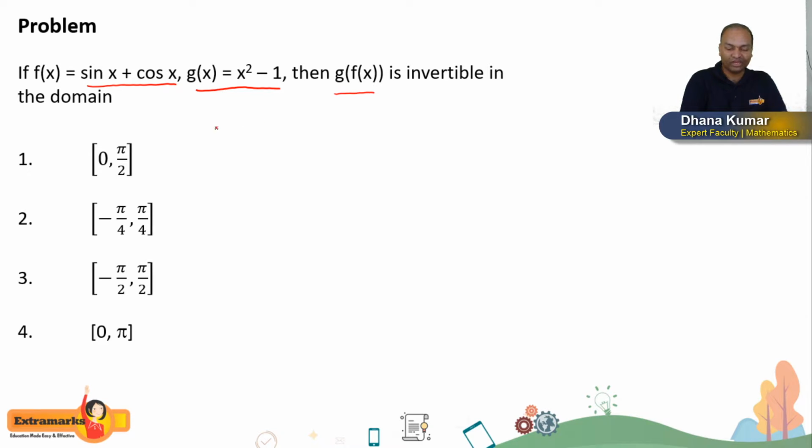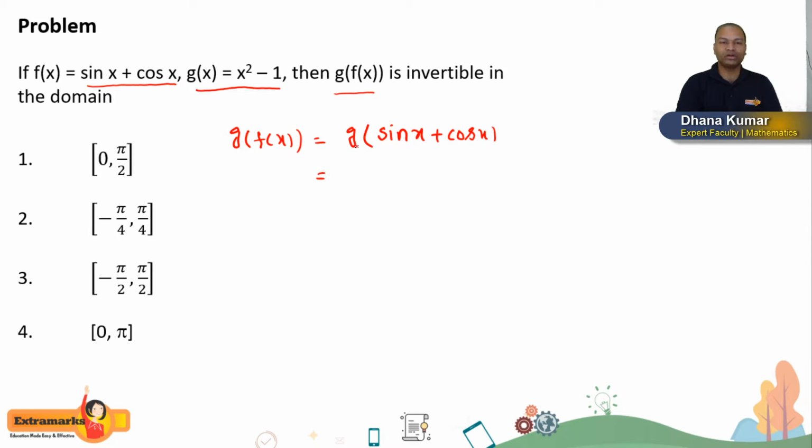Just you see here, g of f of x. The first procedure is to find out the g of f of x answer. Later we'll see the remaining part. Understood? So that is equal to g of f of x, and f of x is sine x plus cos x.